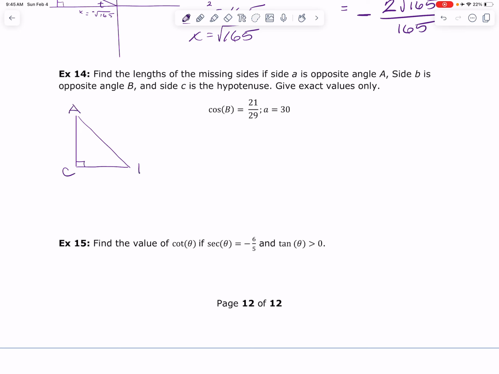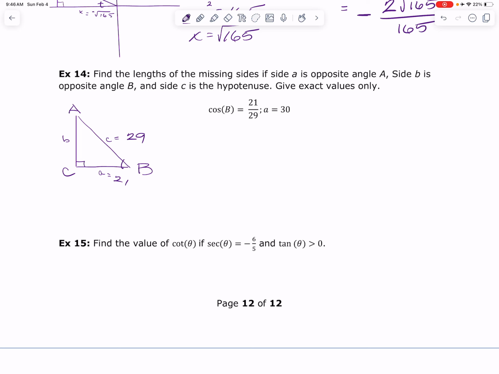So here's my triangle ABC. Little a is opposite angle A. C is my hypotenuse. Little b is opposite angle B. It says the cosine of B here is 21 over 29. So cosine is adjacent over hypotenuse, 21 over 29. There is our ratio. But it says A has to be 30.